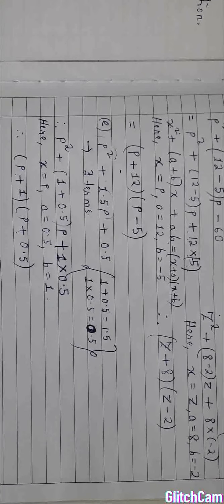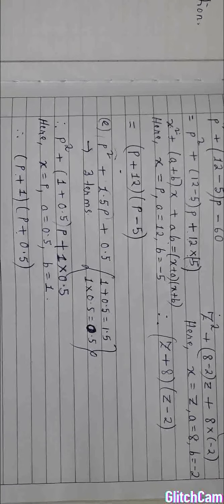Question number 5. Divide number 1, 121 x to the power 4 divided by 11x.